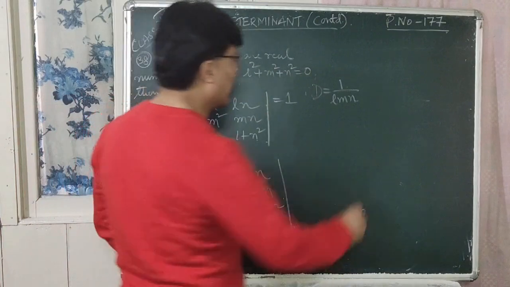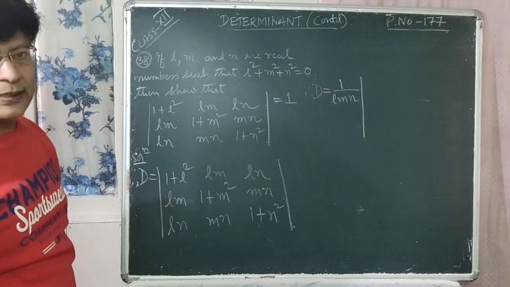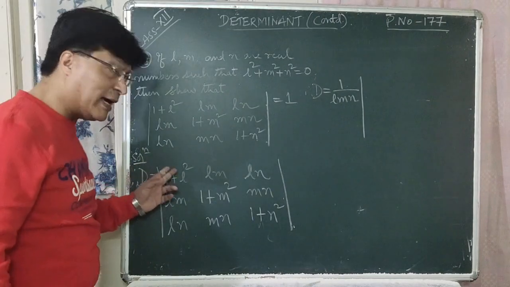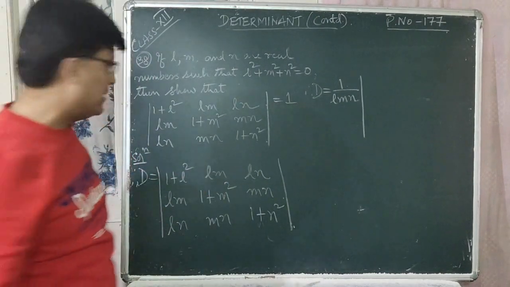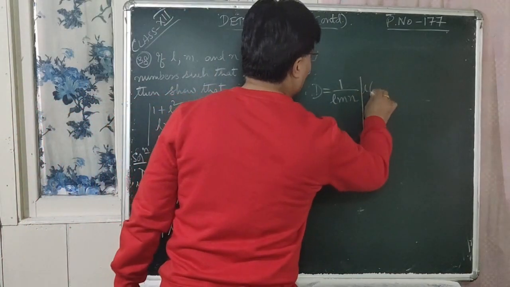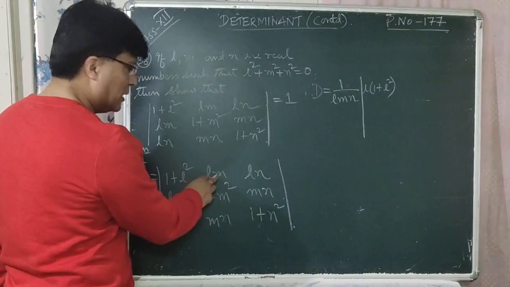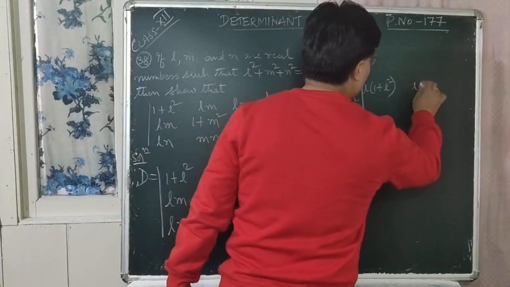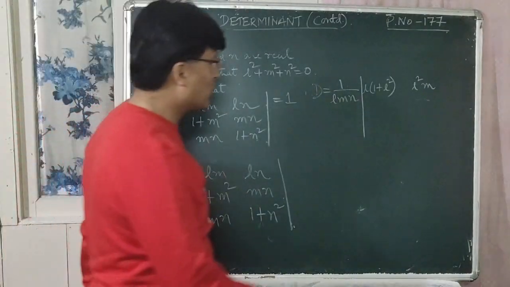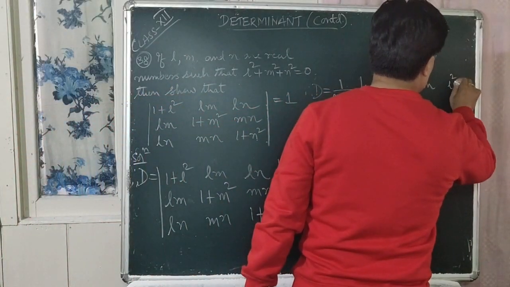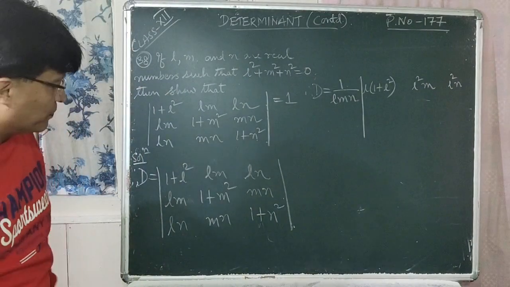Now you have to multiply the first row by L. You have to multiply each and every element of the first row by L. So what do we get? L within bracket 1 plus L square. Next, L into LM, L square M. What is L into LN? That is L square N. This is your L square N. Okay, so this is the first row.